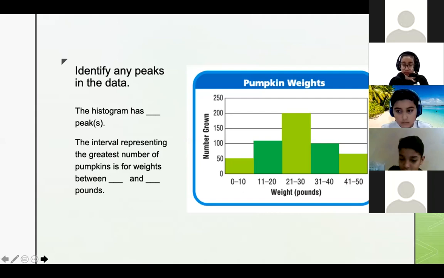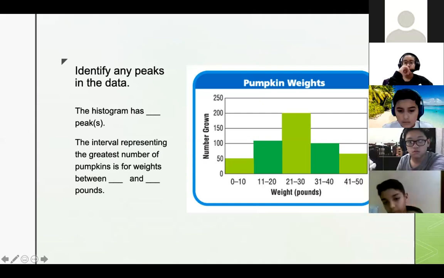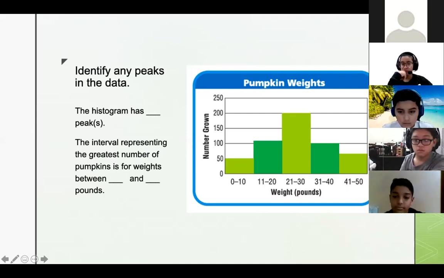Badr, which interval? Badr, can you hear me? Yes. We said that there is one peak, here it is, right? This is the highest point in the histogram. So, what is the interval of this peak? Can you tell me?